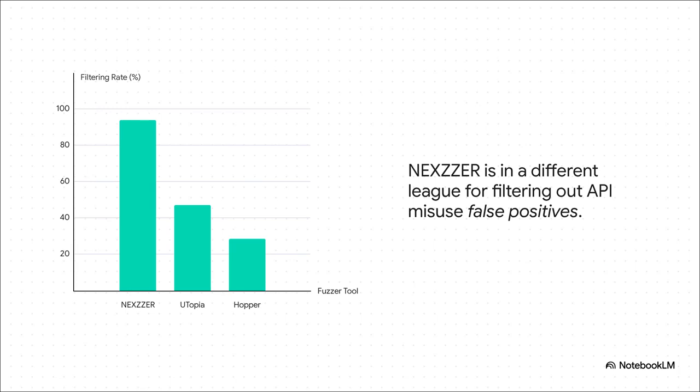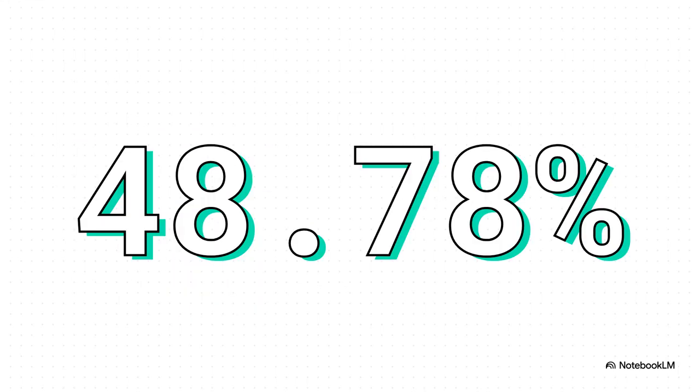And when you actually stack it up against other advanced tools, the difference is just staggering. NEXZZER isn't just a small improvement in filtering out false positives. It's a massive leap forward. It's really in a league of its own. And finally, there's code coverage. NEXZZER achieved up to a 48% increase here. That means it explored almost 50% more of the software's hidden corners and pathways than other tools. And more coverage means a much, much better chance of finding those deeply buried, really dangerous bugs.